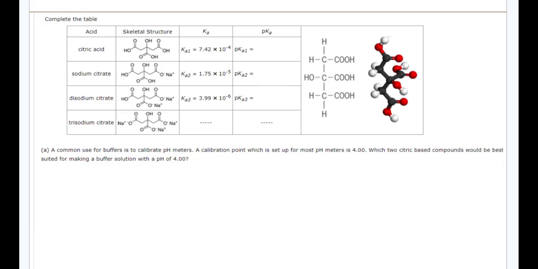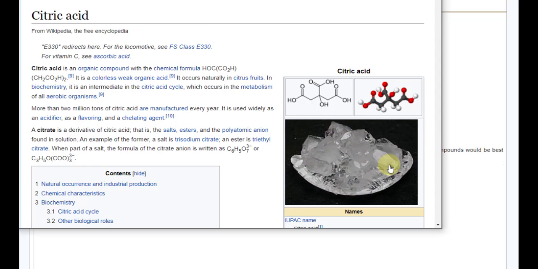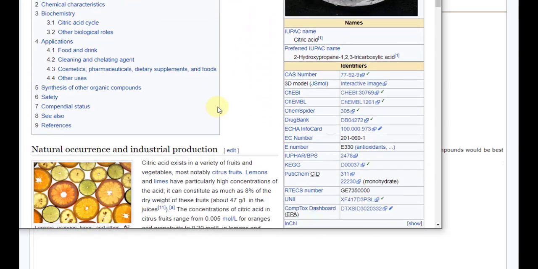A FRQ type problem involving citric acid and buffers. Citric acid is a very, very common acid. Let me just pull up a page describing it. When it's crystallized beautifully here, it looks almost like little lumps of ice, but it's a solid at room temperature, and it's really, really commonly found. It's found in lots of plants, lemons, oranges, grapefruit.